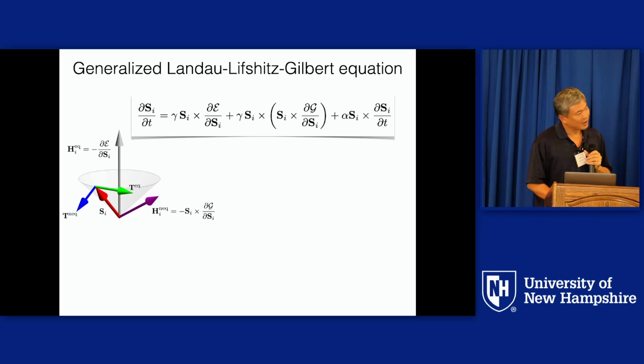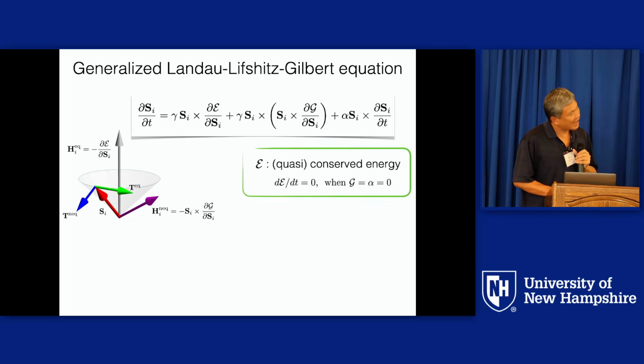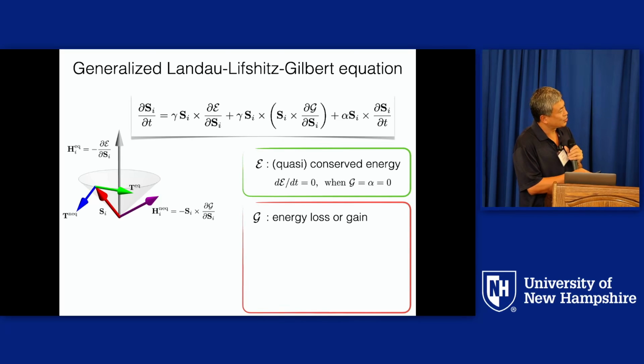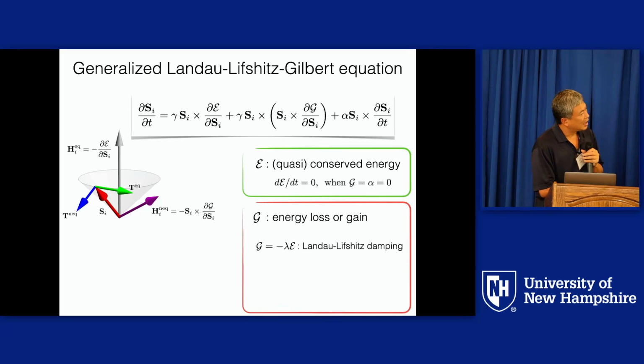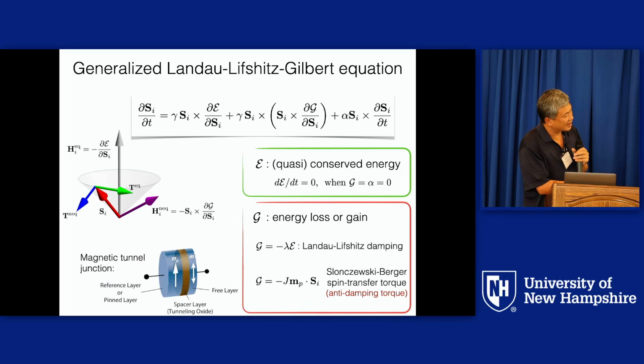So we get this generalized Landau-Lifshitz model described by 2 potentials. One is the quasi-conserved energy E, and the other is this potential, which we call G. This part can represent energy gain or energy loss. For example, if you set G to just minus lambda E, then this is the Landau-Lifshitz damping. And if you set it to an exchange interaction form, where M_P is the magnetization of a reference or pinned layer in a magnetic tunnel junction, then this term can represent the spin transfer torque. So these 2 potentials in the generalized Landau-Lifshitz equation can account for both energy conservation and energy gain and loss.